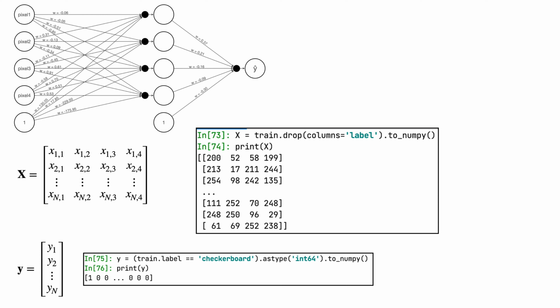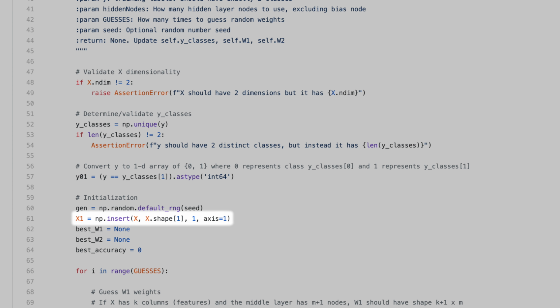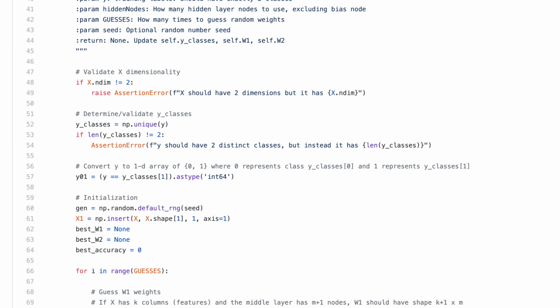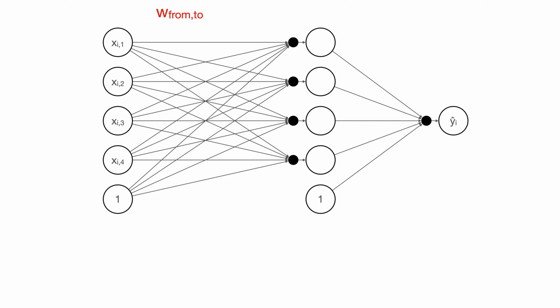Next, X has 4 columns, but the input layer of our neural network has 5 nodes. So just like we did with our perceptron model, we immediately convert the input X into a matrix which is just a copy of X with a column of 1s appended to the end. Next, let's deal with this first set of edges, i.e. the weights. Each weight has a natural subscript pair, from node to node, or to node from node. People make different choices here, but I'll go with from node to node.